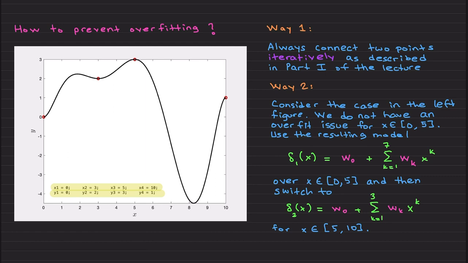Way 2, specifically for this overfitting issue, is to consider this. Consider the case in the left figure. We do not have an overfitting issue for this region, basically from x between 0 and 5. This can be considered like an overfitting, but really it is not. It is in the ballpark. It is just nice. So I really personally, engineeringly, like the fitting in here. Now over x between 5 and 10, I am talking about this region.